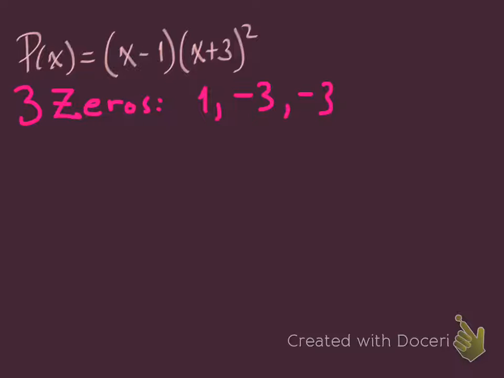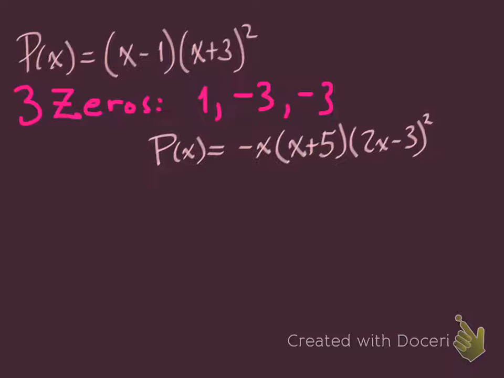Positive 1, negative 3, and negative 3. And yeah, you don't really have to write the negative 3 twice, but I do just to illustrate the fact that there are, in fact, three zeros for that polynomial. Let's take a look at another one. P of x equals negative x times x plus 5 times 2x minus 3 squared. All right? So this is a fourth-degree polynomial.